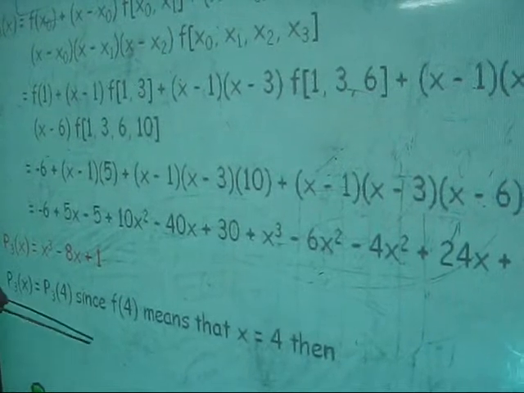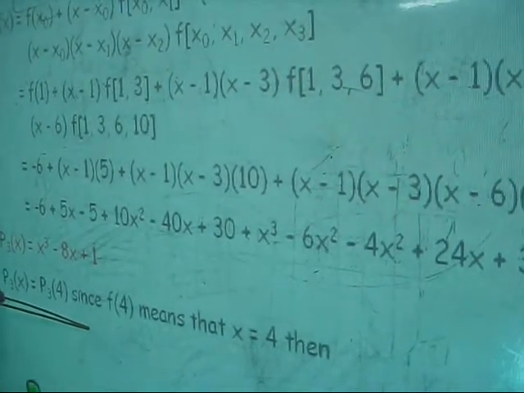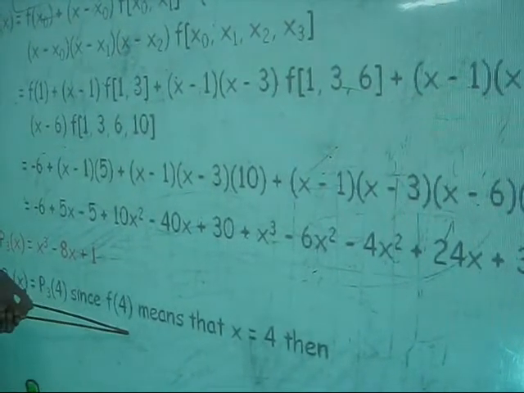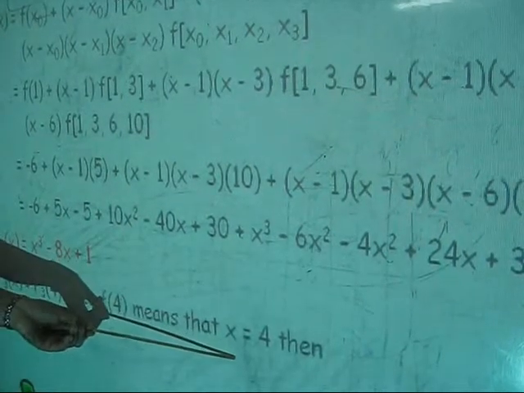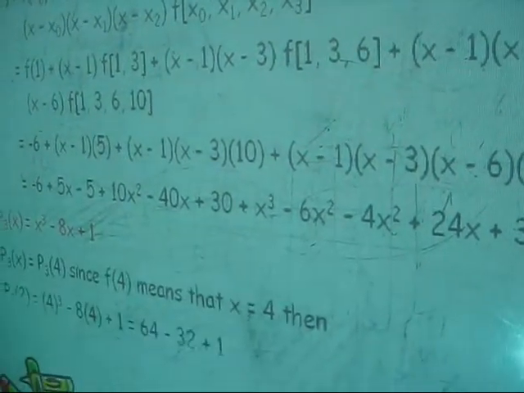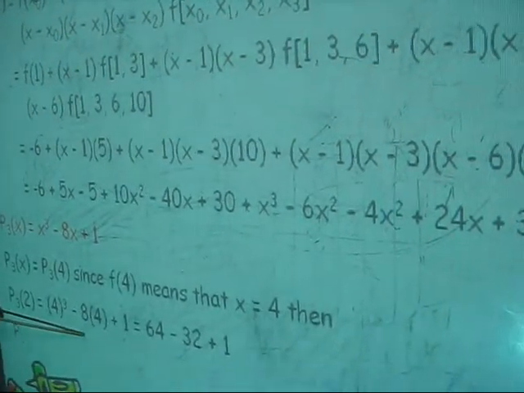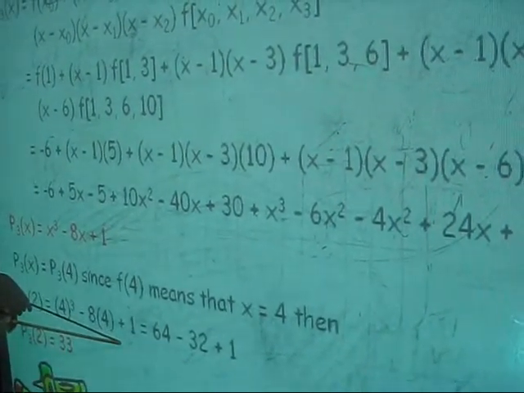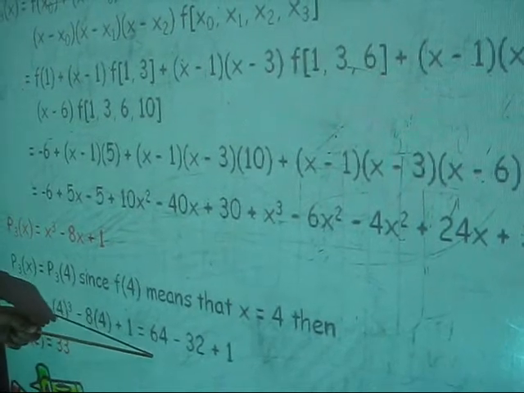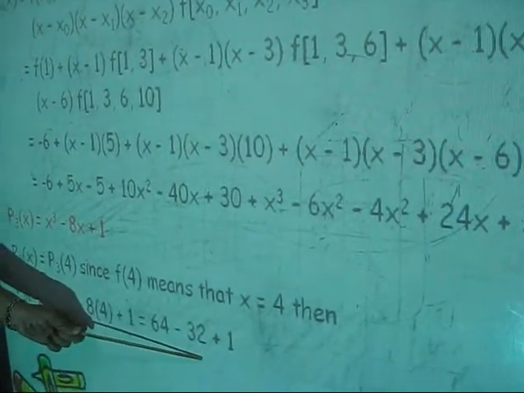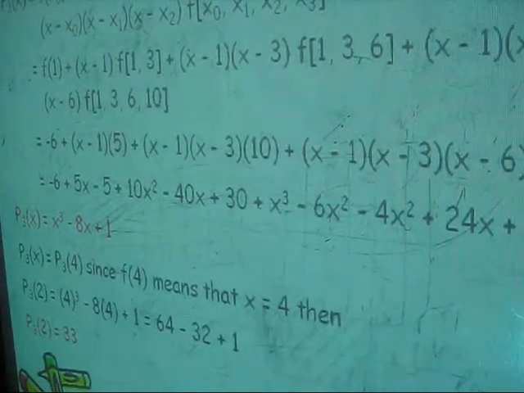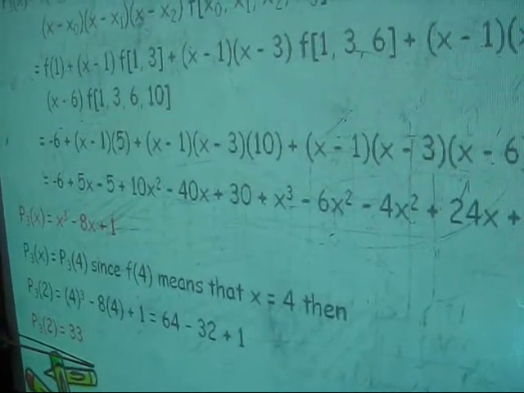And then P sub 3 of x is equal to P sub 3 of 4. Since f of 4 means that x is equal to 4, then P sub 3 of 4 is equal to 4 cubed minus 8 times 4 plus 1, which would equal to 64 minus 32 plus 1, and then would result to 33.